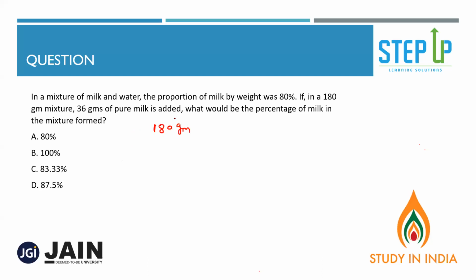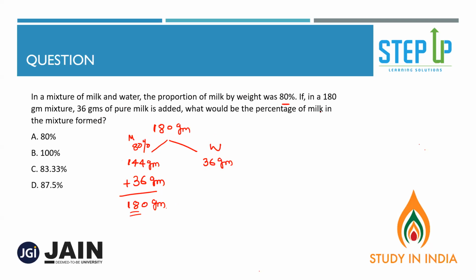180 gram mixture, 80% milk by weight. 80% is milk. What is 80% of 180 gram? It will give you 144 gram. So if 144 gram is milk, it means that the remaining 36 gram will be water, right? Now, 36 grams of pure milk is added. So you have added 36 gram of pure milk. So this will become 180 gram. Right? This is 180 gram.